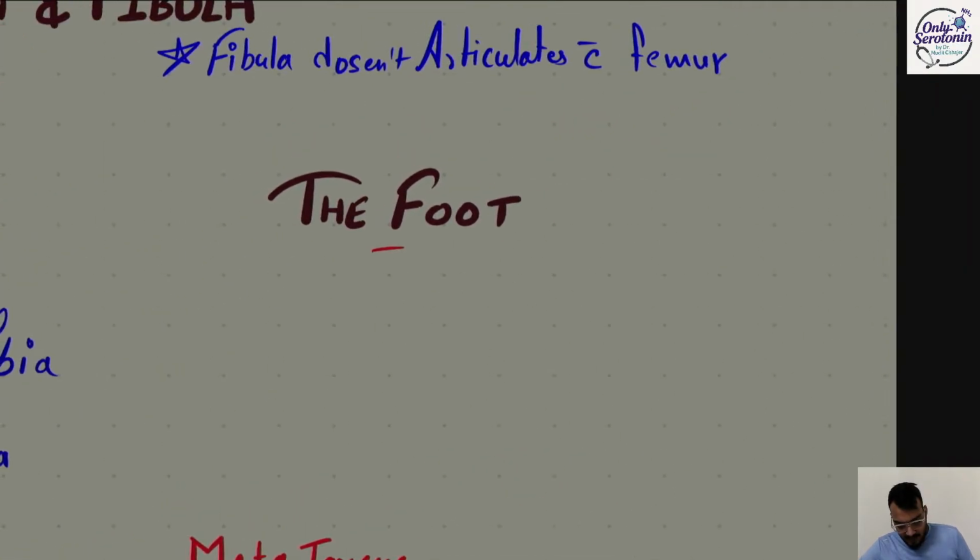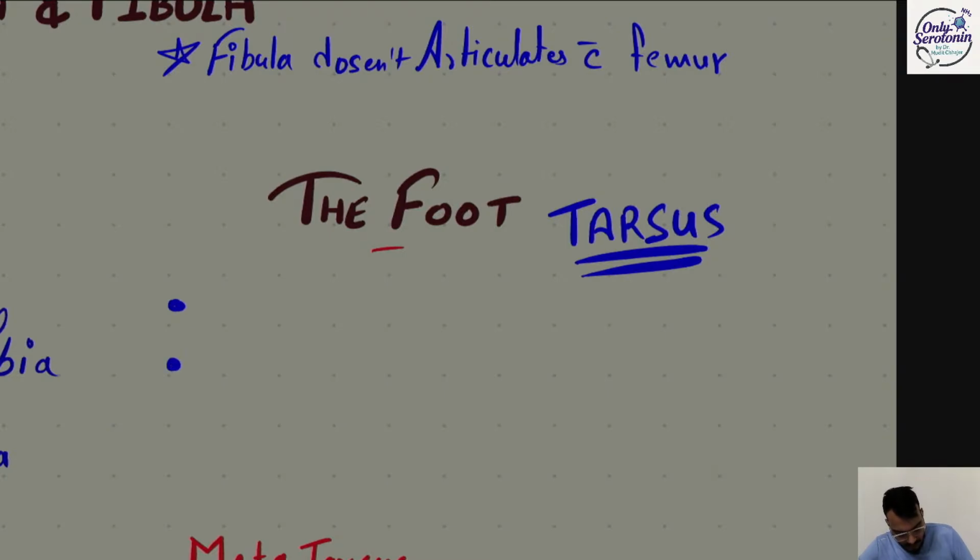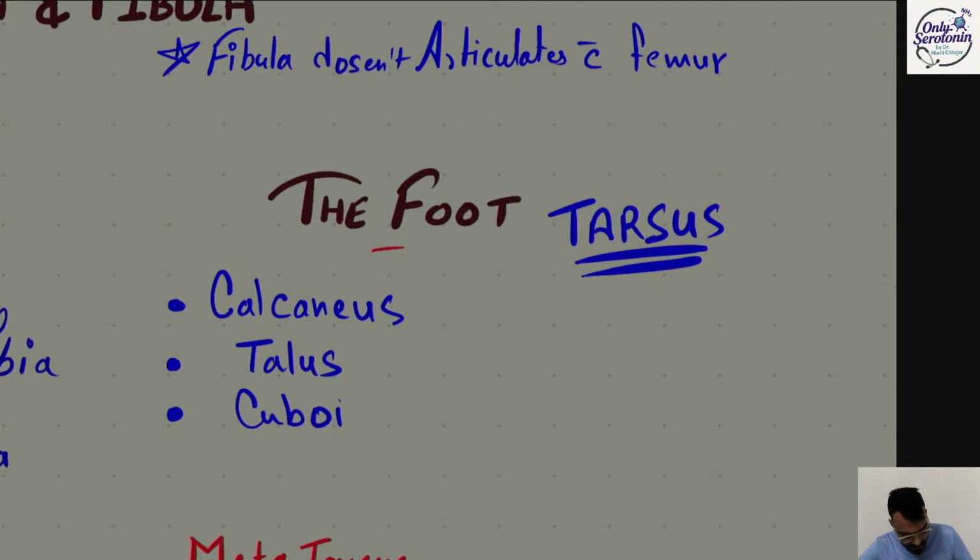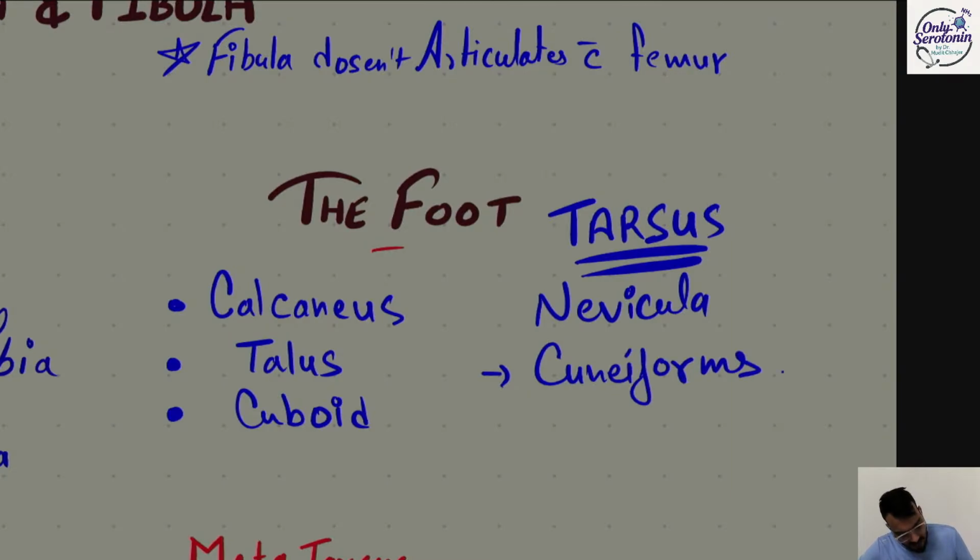Okay. Then we are having the foot bones, guys. Names of these foot bones, what do we call them? We call them tarsus bones. In this tarsus, we are having some group of bones. What are the names of these bones, guys? So we are having calcaneus, also known as heel bone. We are having talus, cuboid, navicular, and last is cuneiforms.